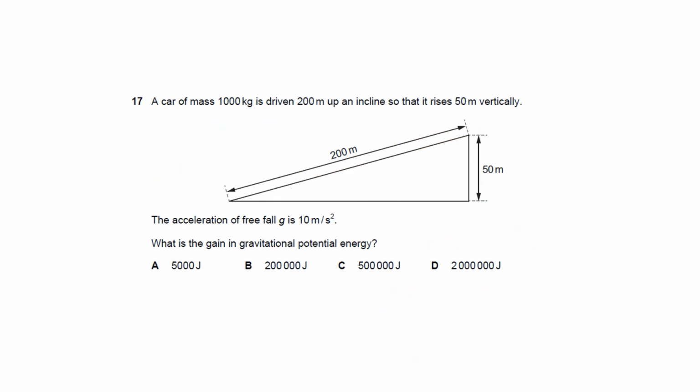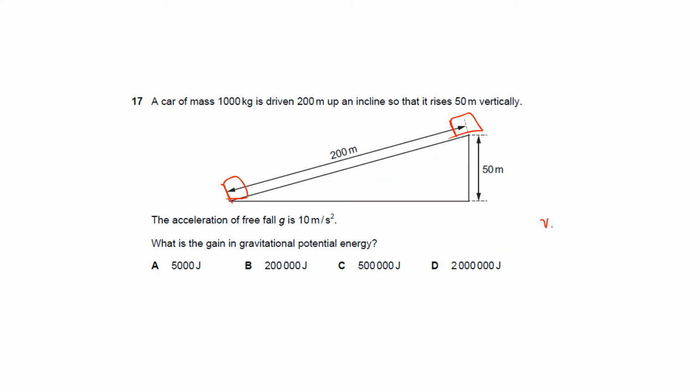Alright, a car of mass 1000 kg is driven 200 meters up an incline so that it rises 50 meters vertically. The acceleration is this, and they're asking what is the gain in gravitational potential energy. So here's a car, and it moves up to this point.